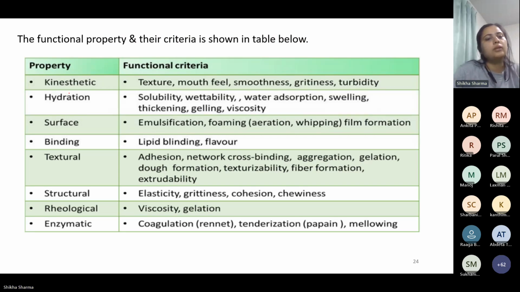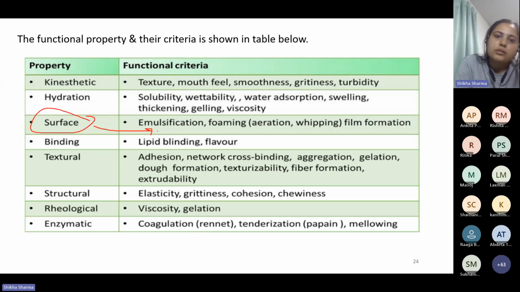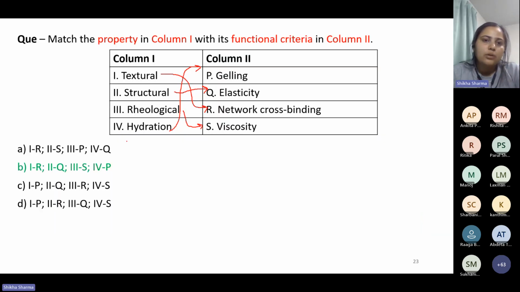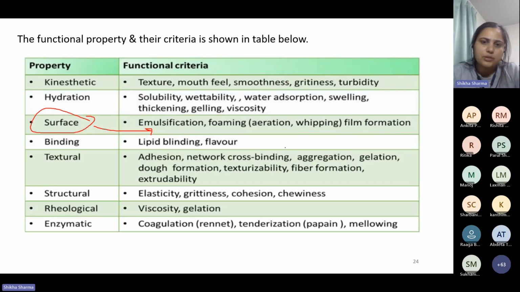So there are different properties and different functional criteria. Like we can see the surface property. What are the surface properties? Because of the surface, there will be either emulsification or foaming, or a kind of film formation. This happens at the surface of the molecules. In foaming, what happens actually? There is air to liquid interaction, the surface tension is going to decrease, and the air will be trapped inside the liquid, right? And this is structural, right? Its elasticity, I doubt it's emulsification.